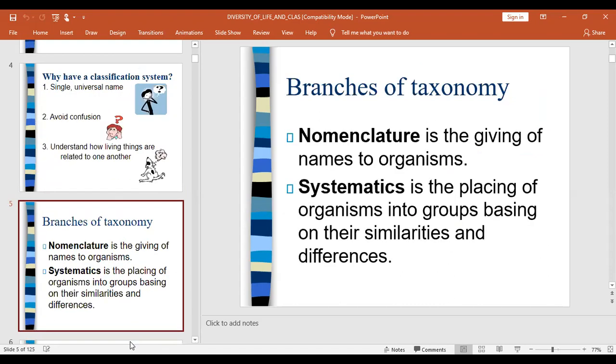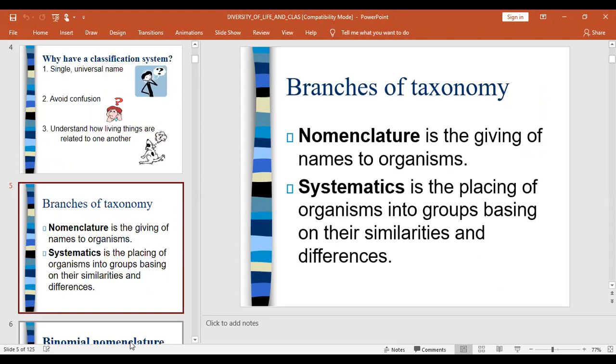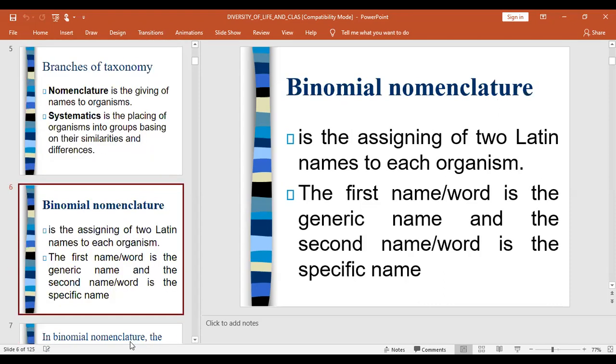So we have several branches of taxonomy. We have what we call nomenclature, which is about giving the names to different organisms. And then the second branch of taxonomy is called systematics. Systematics means placing organisms into groups based on their similarities and differences. Now, those that have close similarities are always put as members of the same taxa. Taxa talks about the hierarchy, different levels in which organisms exist. But systematics means that we are placing them in groups basing on their similarities and their differences.